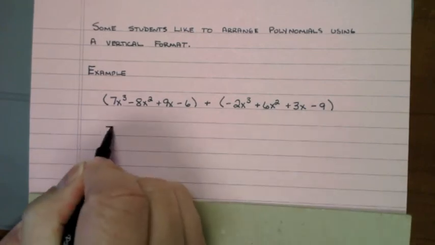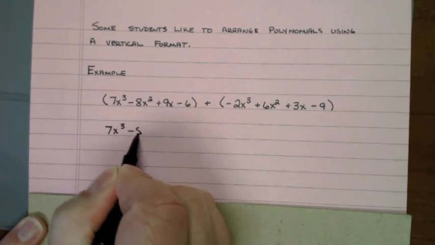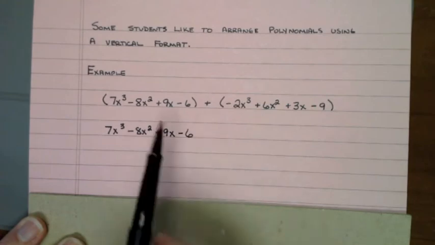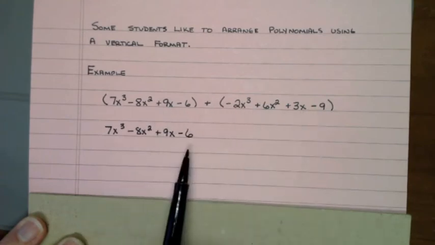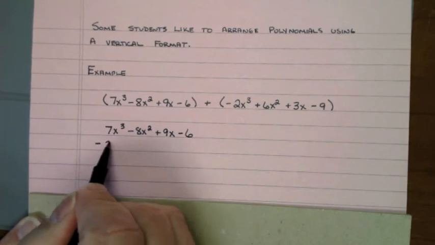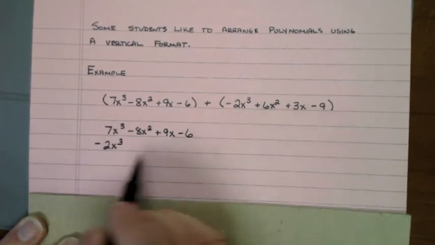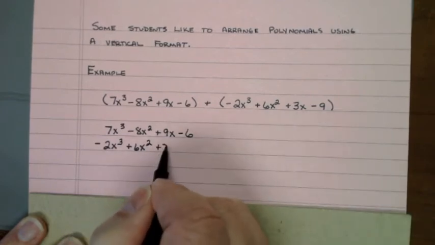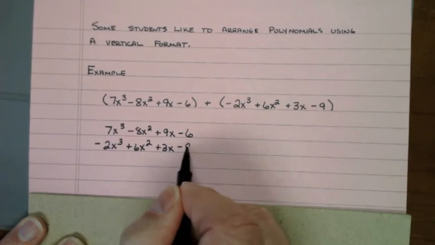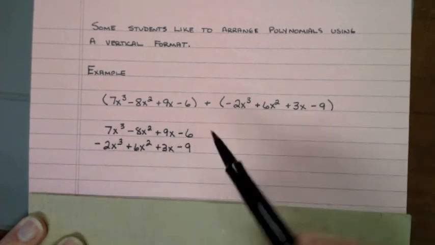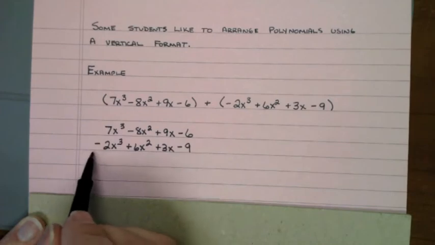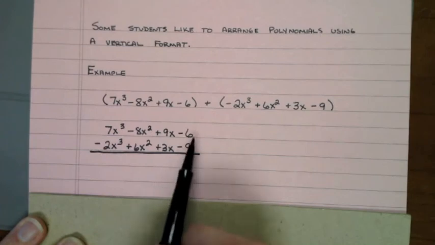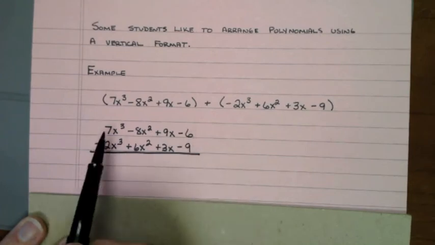I'm going to take this first one, and then I want to write this other one up underneath it. And then notice I'm putting the things that go together up under so that everything is lined up vertically instead of horizontally. Now you simply start combining things together because everything is lined up.